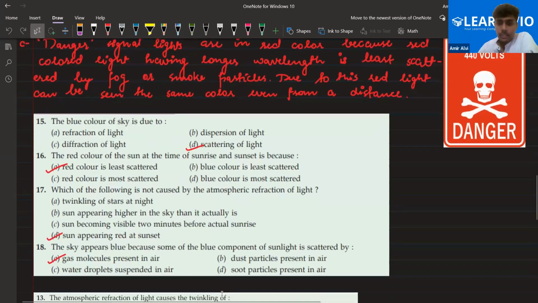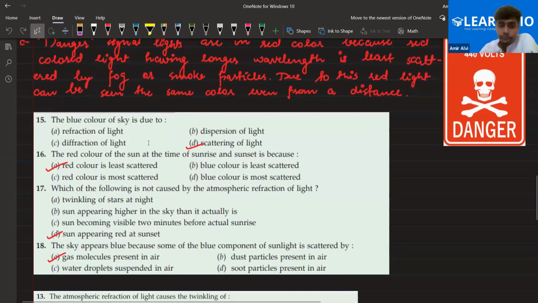Okay, so these are some questions: the blue color of the sky is due to the scattering of light. The red color of the sunset and sunrise is due to the atmosphere, because the red color is least scattered. This is also a part of scattering of light, but this portion is deleted from the syllabus. So that's why we have not discussed this in the class.